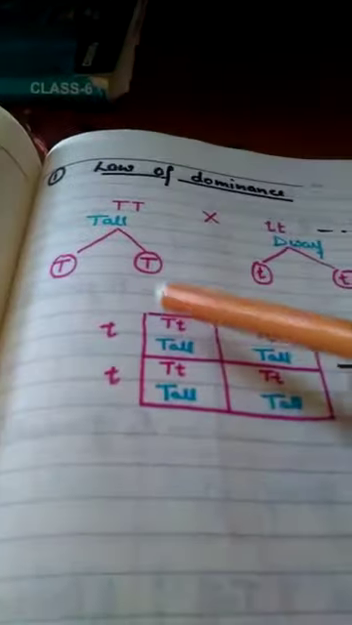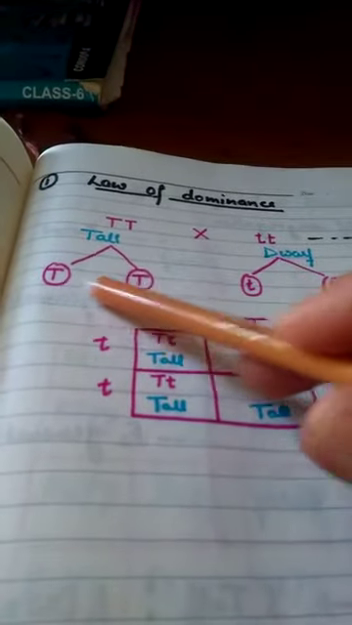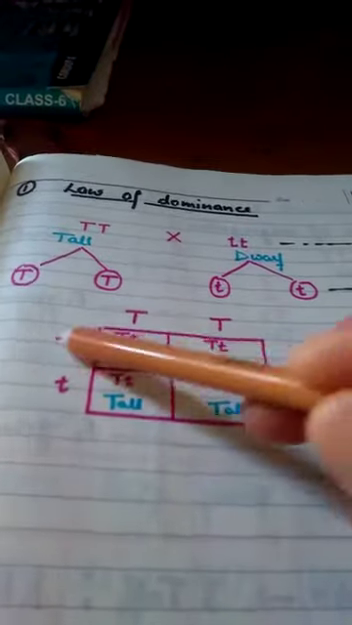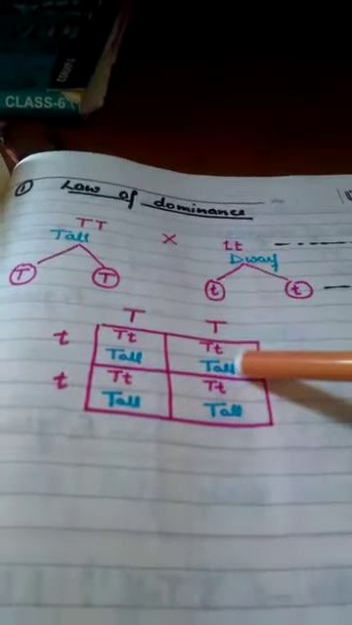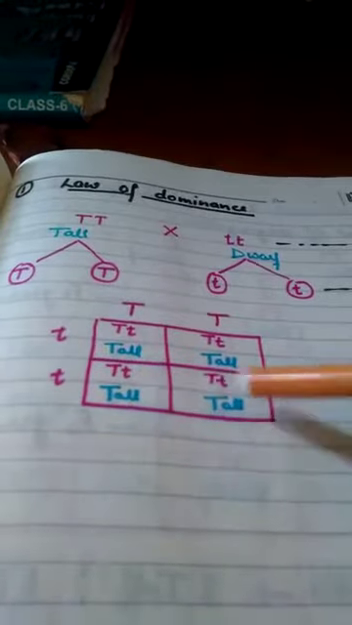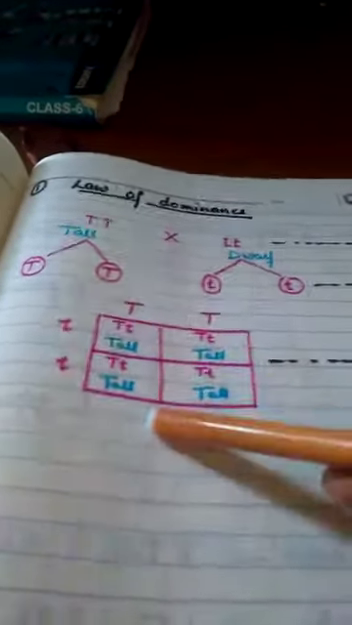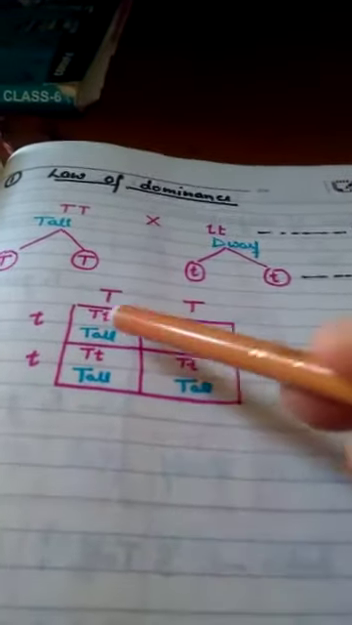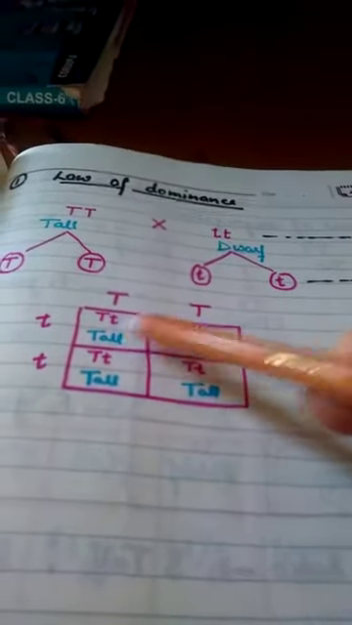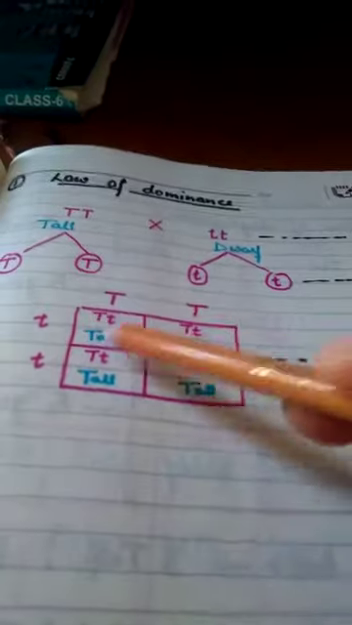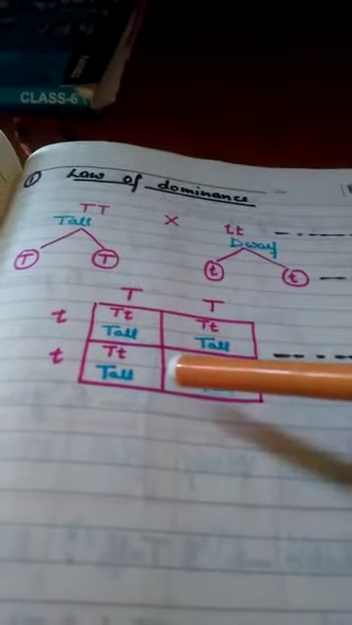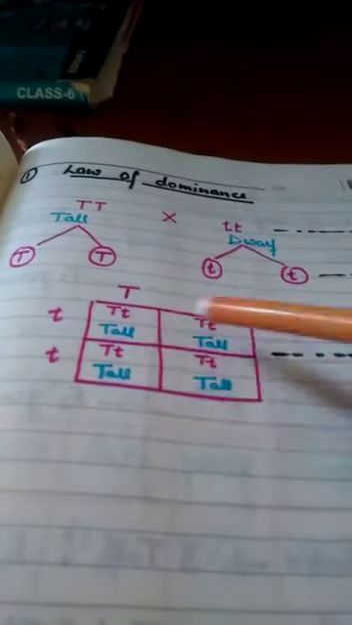For finding out the F1 generation, first of all we write the gametes produced by one parent on this side and the gametes produced by the second parent on this side. Now make the cross: capital T small t, capital T small t, capital T small t and capital T small t. You can see all the plants produced are of the same type, heterozygous tall. You can see the alleles are of different type, so it is heterozygous, and phenotypically the character expressed is tallness. All the plants were tall, so this is a heterozygous tall plant.